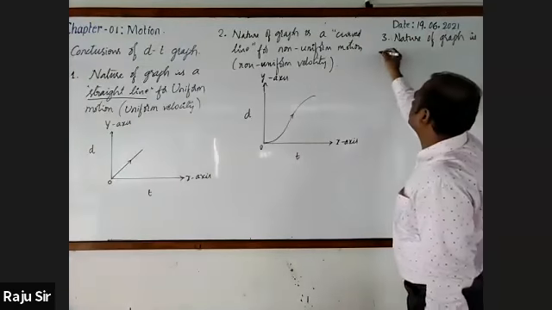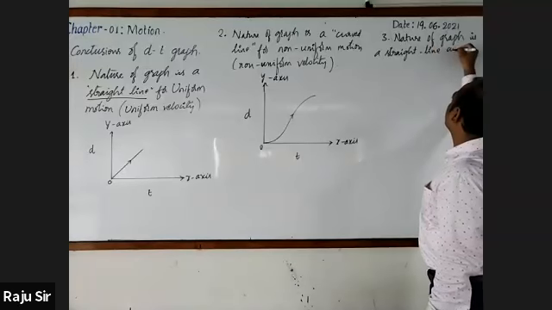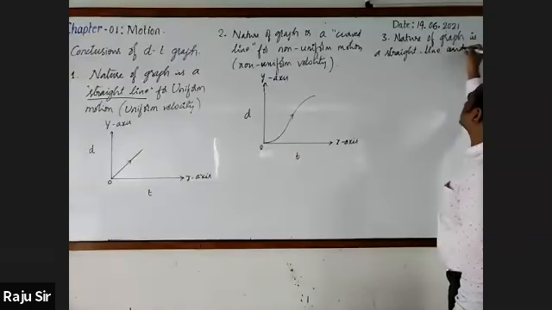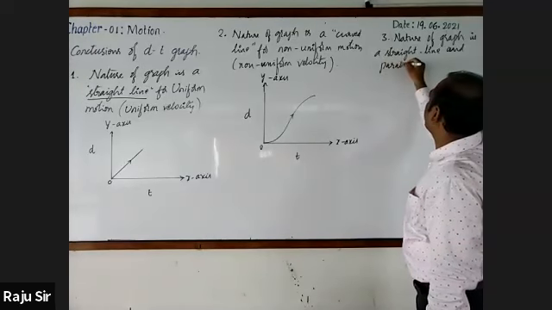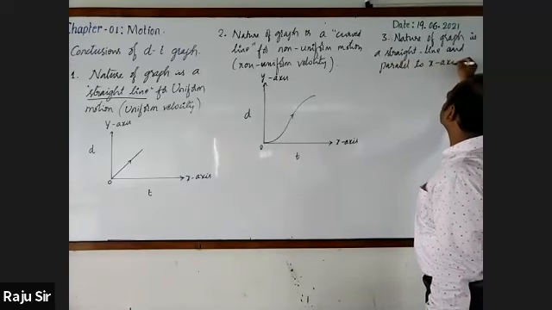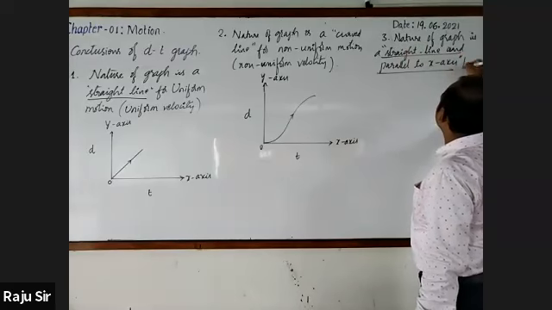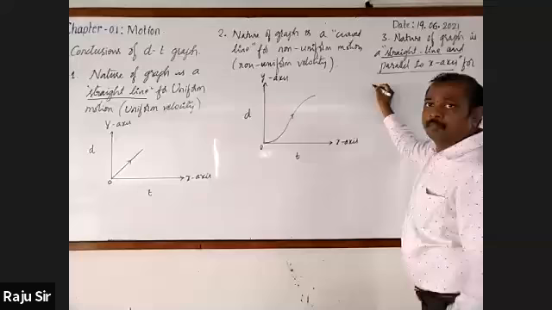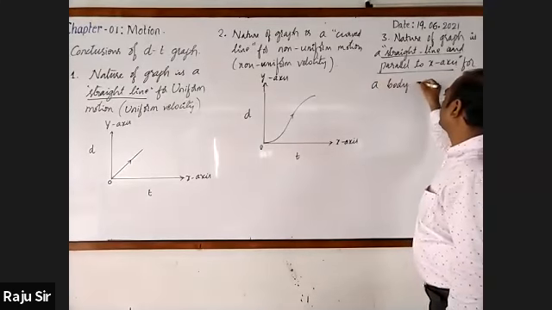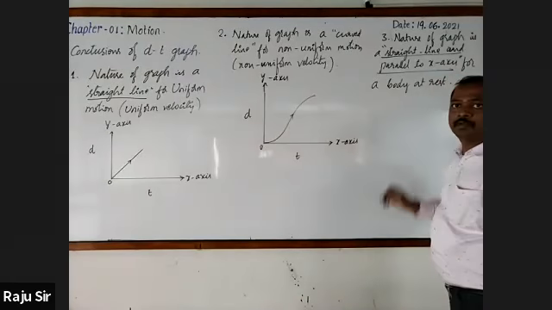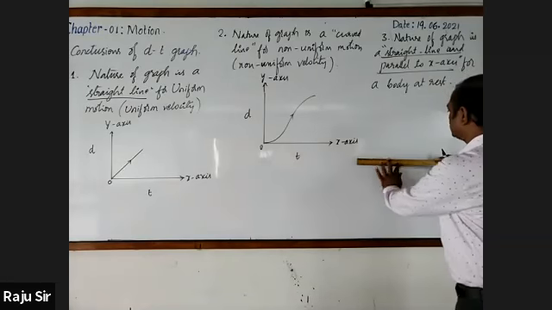Nature of graph is a straight line and parallel to the X-axis, for a body at rest. For a stationary object, a stationary body.